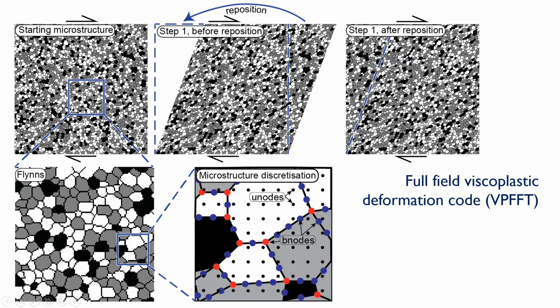Okay, so we started off with a starting microstructure like this, and the way that L works is that you undergo one step of deformation, and some grains leave the right-hand side of the box, and then they're repositioned to the left-hand side. So we just have these wrapping boundaries like this. And we're using a full field viscoplastic deformation code. If you want to know more about that, that's in the paper, and in papers I cite in the paper as well.